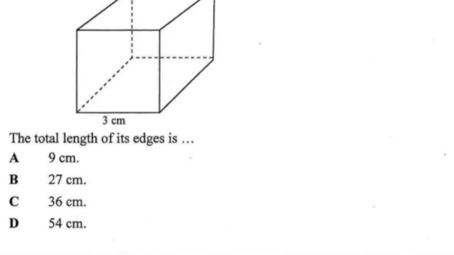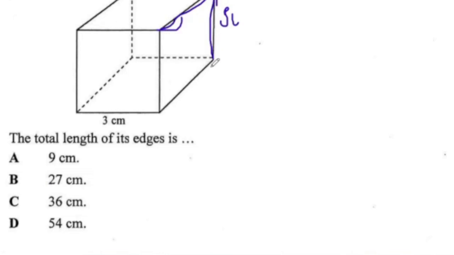So these are edges. Remember, when you talk about edges, we're talking about these lines, and also these are edges. So if it's a square, meaning this is 3 centimeters. The faces, if they are squares, then this is 3 centimeters, this is 3 centimeters. So if all of these lines are 3 centimeters, what is the total length of its edges?